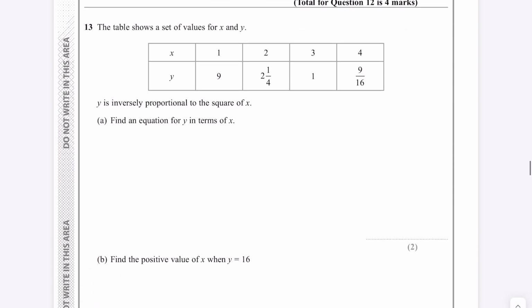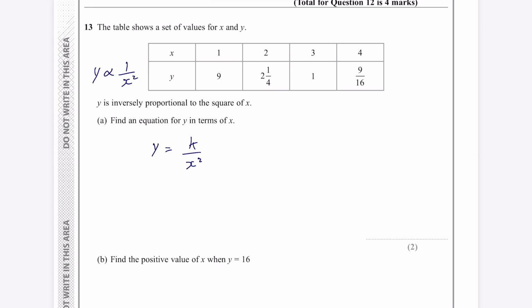Moving on, the table shows a set of values for x and y. y is inversely proportional to the square of x. We can just write that as that. Find the equation for y in terms of x. That means y is equal to something. They've told us it's inversely proportional, so we can use the constant of proportionality, and that becomes y is equal to k over x squared.